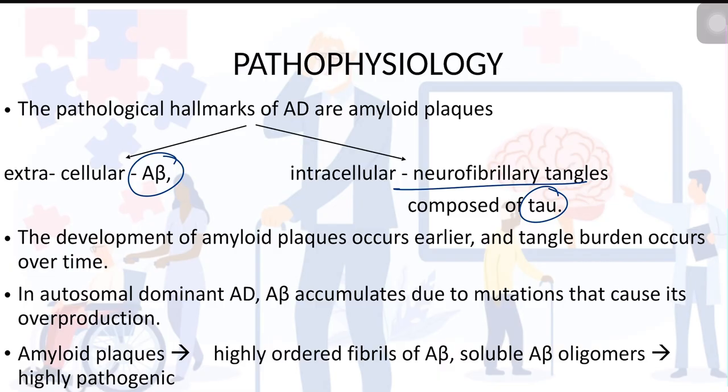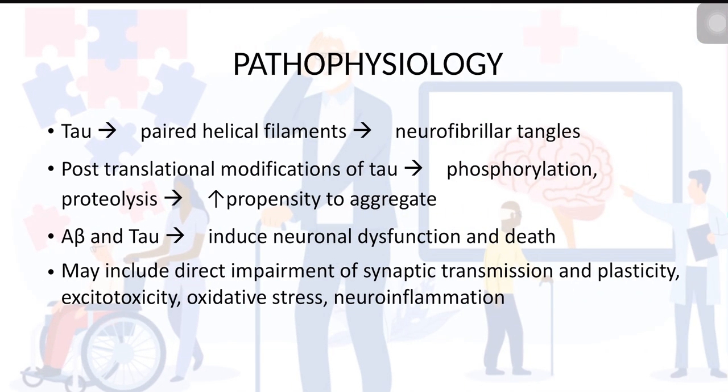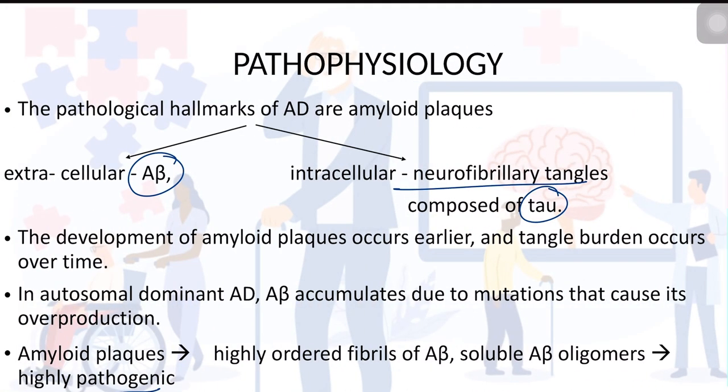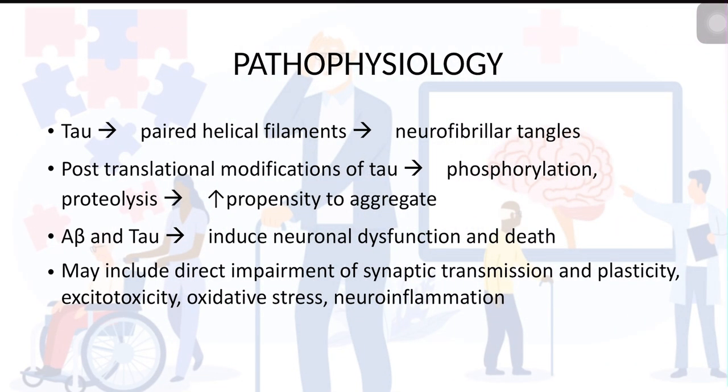Amyloid plaques are highly ordered fibrils of A beta, which is highly pathogenic. And the tau protein, which is responsible for the intracellular type of the pathological hallmark, forms paired helical filaments. Post-translational modifications of tau include phosphorylation, then proteolysis, and then increased aggregation. Both A beta and tau induce neuronal dysfunction and death.